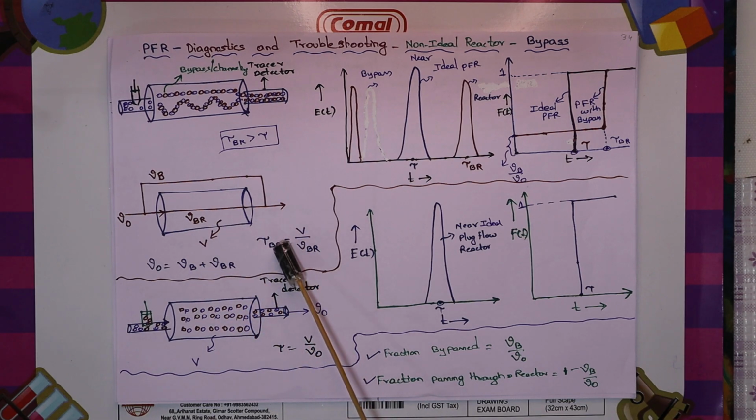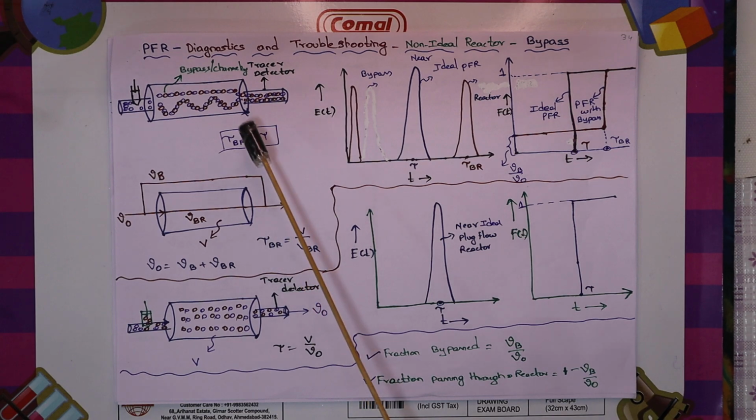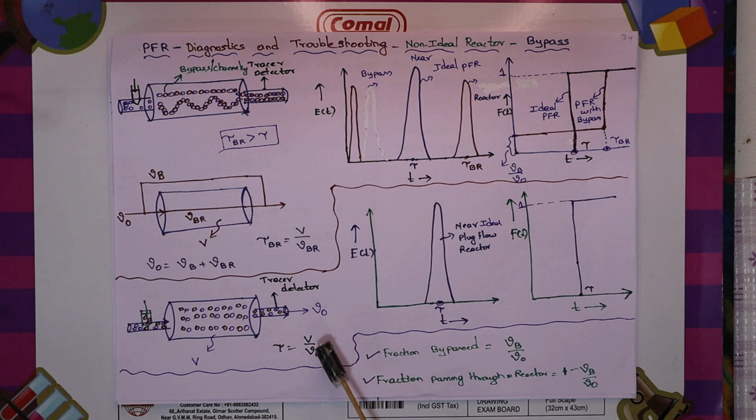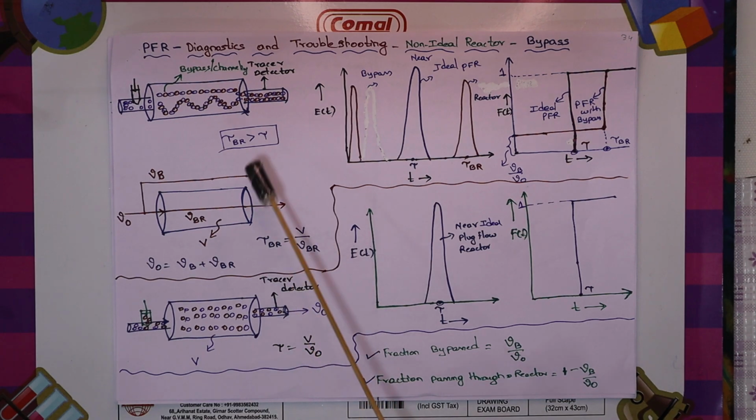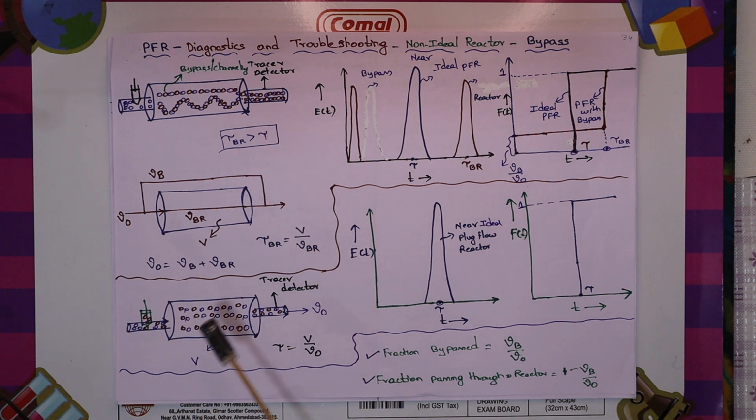Okay, this is how the space time of the reactor is defined, and compared to the ideal, you can see the space time of the ideal reactor is V by nu 0, and the space time of the bypassing reactor is V by nu BR. Because nu BR is lower than nu 0, tau BR will be higher than tau. That is, the space time for the bypassing reactor will be higher than the space time of the ideal reactor.